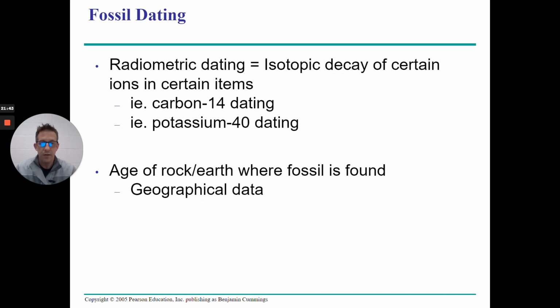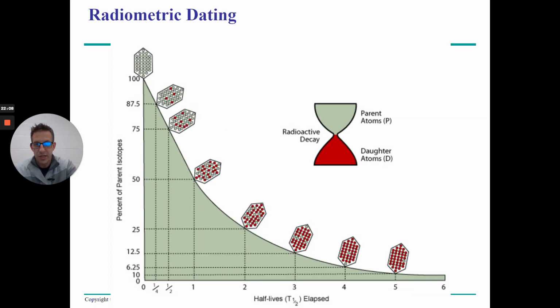Potassium-40 dating, on the other hand, is a way to date things that are much older, in the millions of years, because it uses a different isotope with a different half-life. That being said, potassium-40 dating is not as accurate, but it'll still give you a pretty good estimation as to how old something is when it's in the millions of years old. Okay. You can also look at the age of the rock or the earth where the fossil is found, and you can look at geographical data.